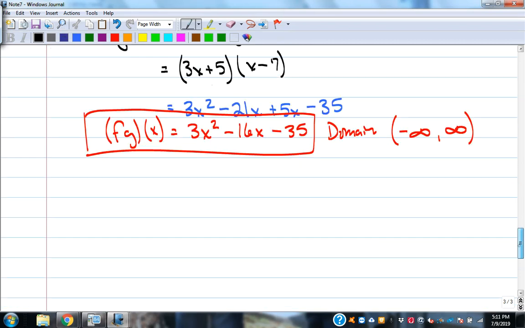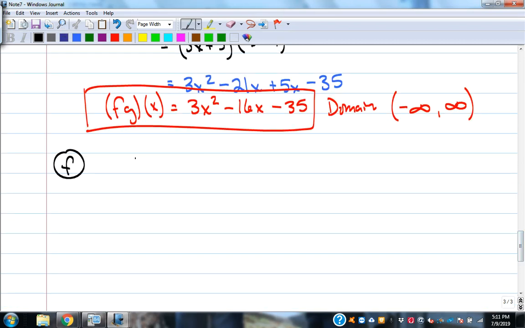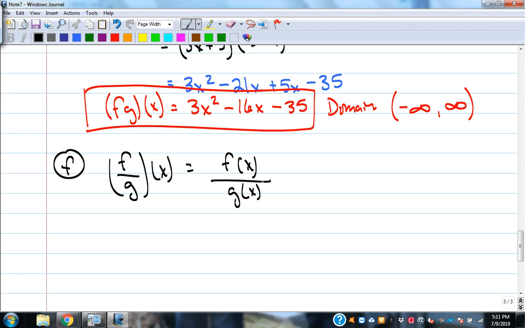Okay, so let's do division of these two and look at that domain. F divided by g of x. That means take f of x, divide it by g of x. We're not going to do the long division for that. We're just going to set it up there, 3x plus 5 over x minus 7. If there was something obvious that I could cancel out, like everything's divisible by 4, I'd divide them all by 4. But there's not in this case. So that's the answer to the operation.